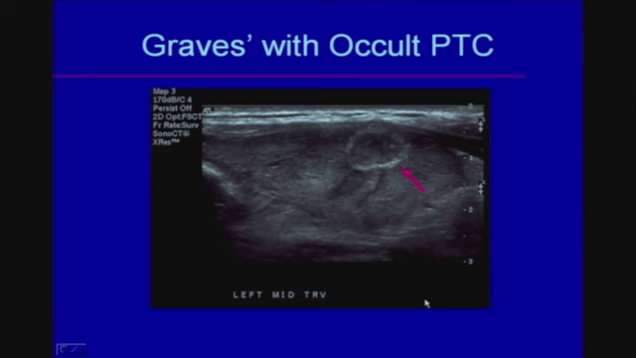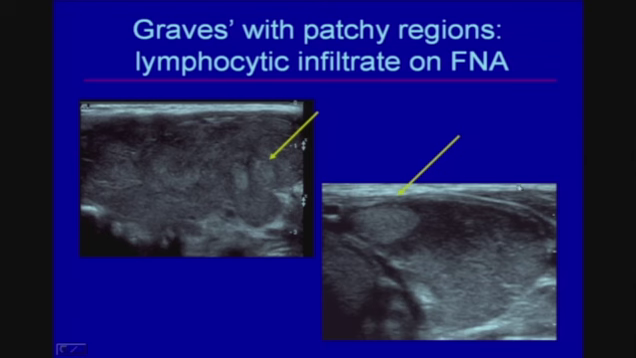Here's such an example. This was a non-palpable nodule. As you can see here, it's about 10 millimeters in size with calcification. This was occult on physical examination, occult on nuclear medicine scan, but was a biopsy-proven papillary thyroid carcinoma. This patient was treated with surgical removal of the gland, treating both the cancer as well as the Graves' disease.